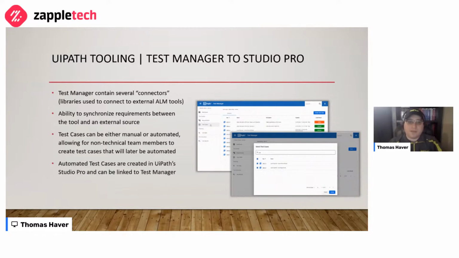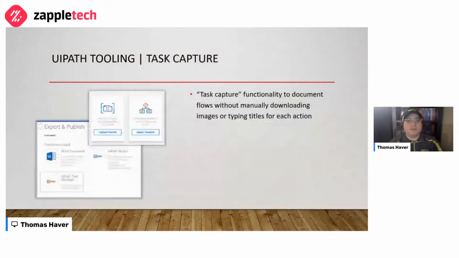Those automated test cases that are created in the Studio Pro can be linked back to the Test Manager. So we can execute, see success and fail. We can have those manual test cases be executed, show success or fail, attach screenshots if we wanted to, create defects from them. And we want to be able to quickly create those cases as well.